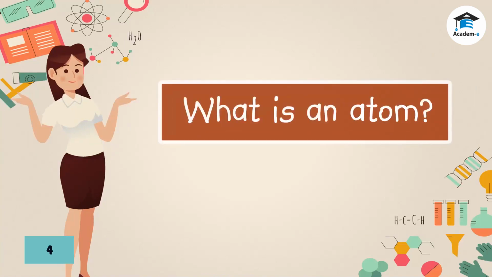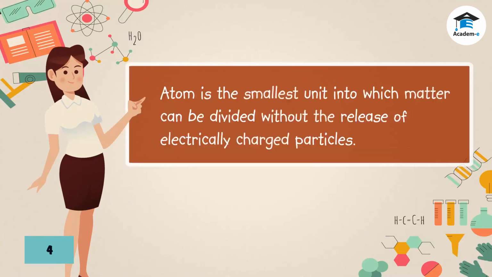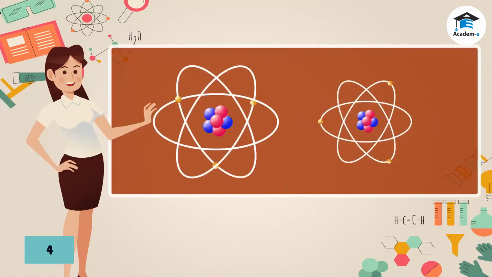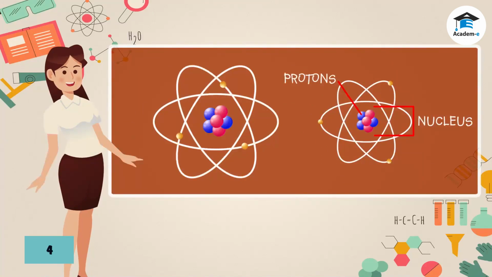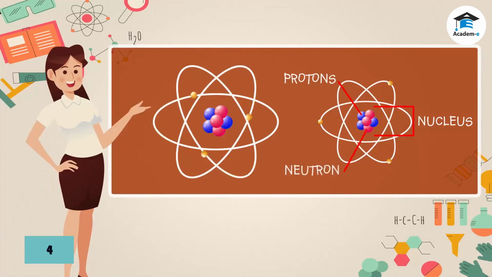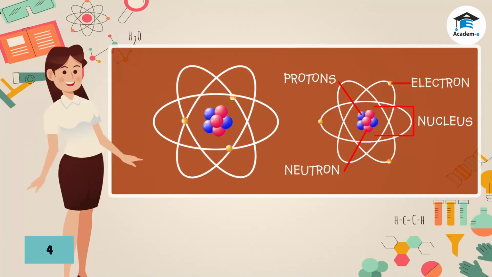What is an atom? Atom is the smallest unit into which matter can be divided without the release of electrically charged particles. It is made up of protons and neutrons in their nucleus or the center of the atom. Protons are particles in an atom that are positively charged. Neutrons are particles that do not have charges. Electrons are negatively charged particles surrounding the protons and neutrons.